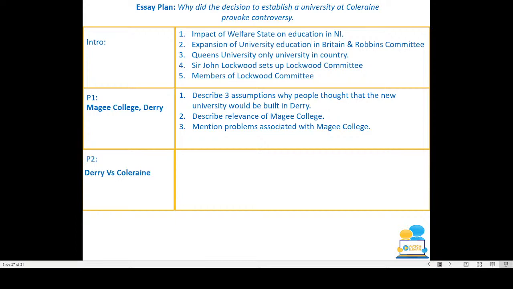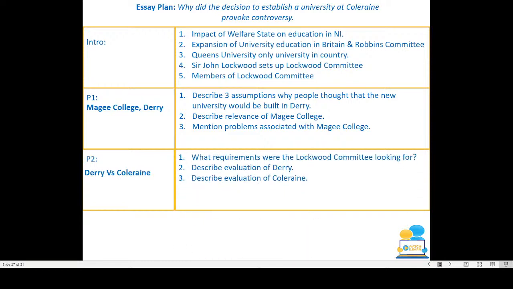Paragraph 2, we're going to look at the proposals of Derry and Coleraine and how the Lockwood Committee evaluated them. So we'll outline what the Lockwood Committee was looking for, what their requirements were: suitable site for accommodation, suitable site for development of a new building, local opportunities for cooperation. And then we're going to describe the evaluation of Derry and the evaluation of Coleraine, and how perhaps that was controversial.